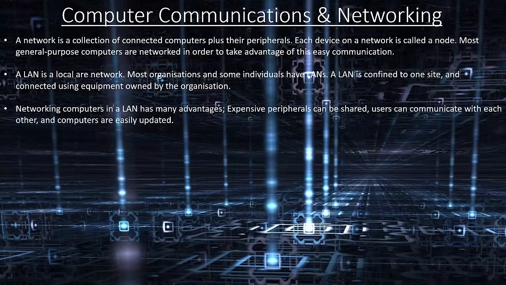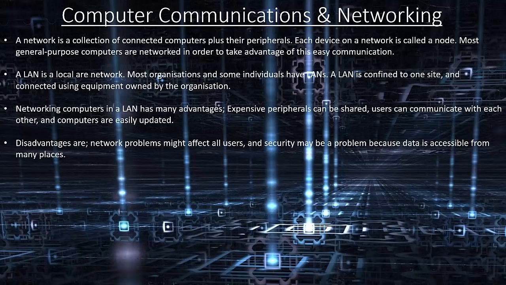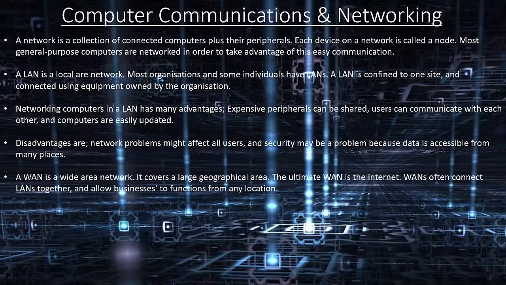Networking computers in a LAN has many advantages. Expensive peripherals can be shared, users can communicate with each other, and computers are easily updated. Disadvantages are network problems might affect all users, and security might be a problem because data is accessible from many places. A WAN is a wide area network. It covers a large geographical area. The ultimate WAN is the internet. WANs often connect LANs together and allow businesses to function from any location.